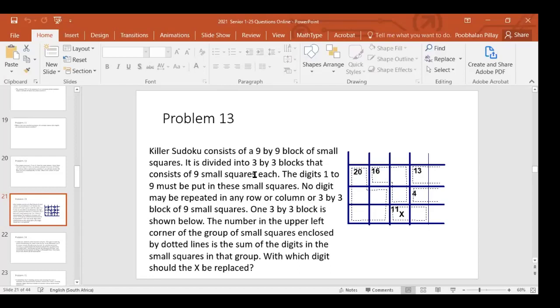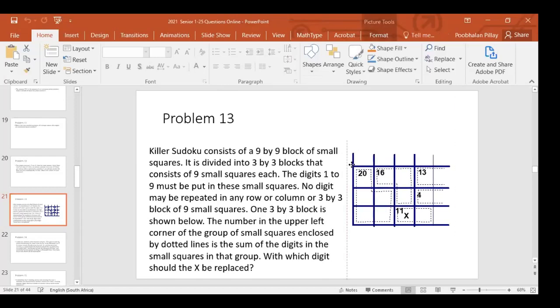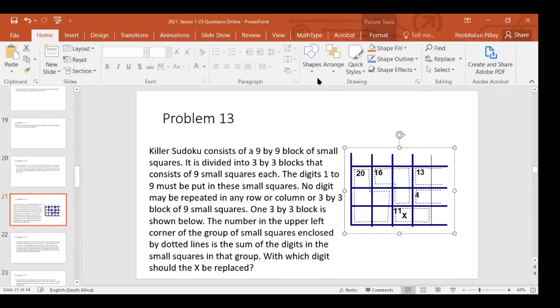So these things are divided into 3 by 3 blocks consisting of 9 small squares. If you played Sudoku, you will know that this is what happens. This is a 3 by 3 block, and the 9 numbers are inside here. They're not repeated.